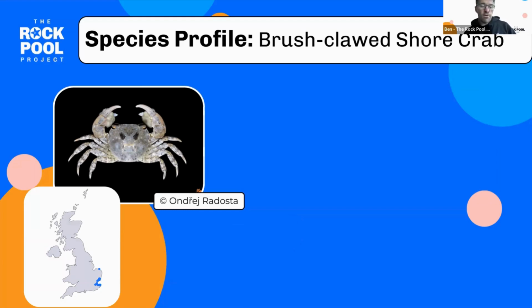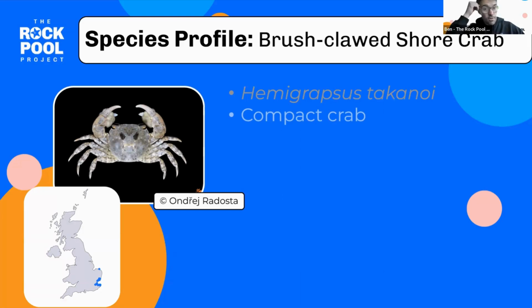There's not many records for it, but chatting to the guys today, it's clear that it's probably a little bit more abundant than that. So some of these dots on the map don't necessarily represent a single individual, but they could be a survey where they found many individuals. So this one is present in the east of the country, Hemigrapsus takanoi. Quite a compact crab, they say. I think it's quite a square sort of shape compared to our native species.